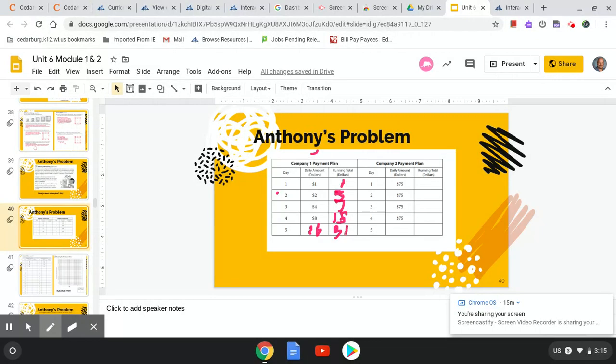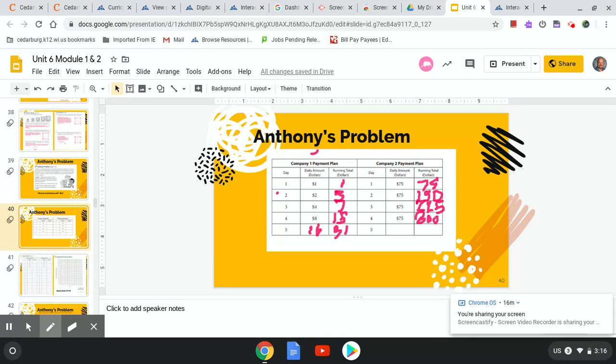On the other company, right, I'm going to start at 1 day and make $75 that first day. On day 2, I'm going to add another 75, and I'm going to have $150. Whoa. Day 3, you're going to add another $75. Now I'm up to $225. Whoa. And day 4, another $75. Now I have $300.